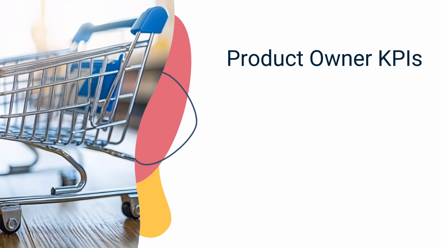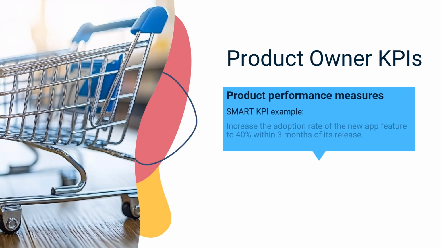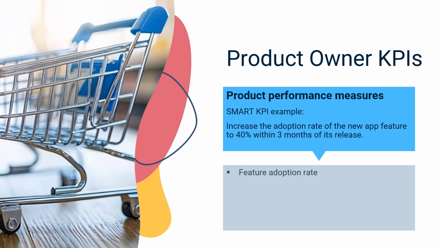Next, let's discuss KPIs related to the performance of a product or service. An example of a SMART KPI that measures feature adoption: increase the adoption rate of the new app feature to 40% within 3 months of its release. A feature adoption rate KPI tracks how frequently users engage with new features.